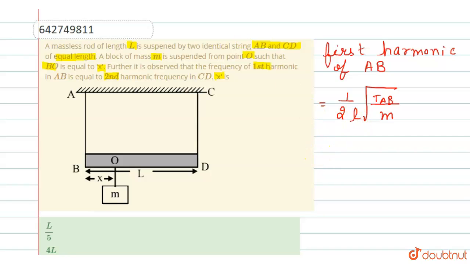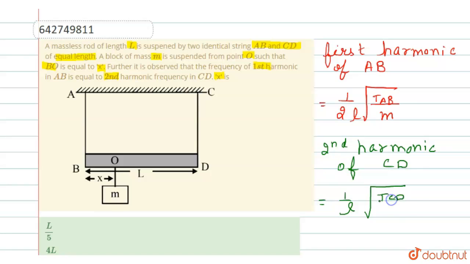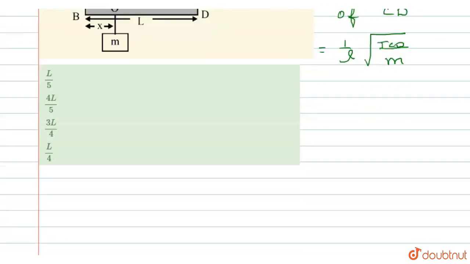Next, frequency of second harmonic of CD is equals to 1 by L root TCD divided by M.